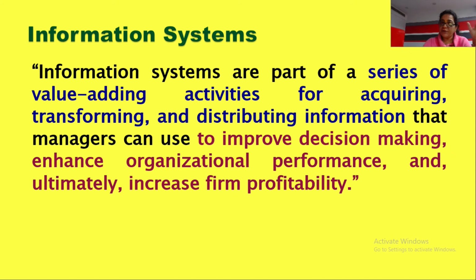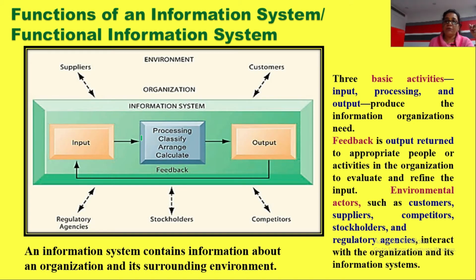Formal definition of information systems. Information systems are part of a series of value adding activities for acquiring, transforming and distributing information that managers can use to improve decision making, enhance organizational performance and increase the profitability of any firm finally, which is the ultimate goal of any organization. See, when we talk about functions of an information system, the same is also known as a functional information system.